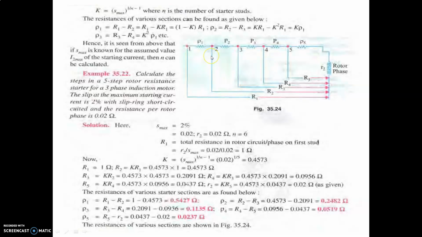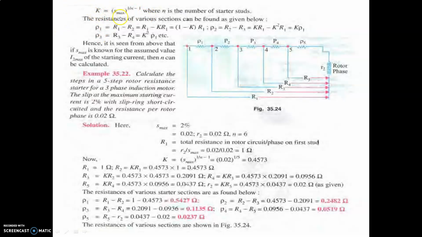So I think you understand the difference between starter studs and starter steps. Starter studs are the sections of resistance, so here there are 5 sections of resistance. But starter steps go from 1 to 2, 2 to 3, 3 to 4, 4 to 5 and 5 to 6. So 6 starter steps will be there.